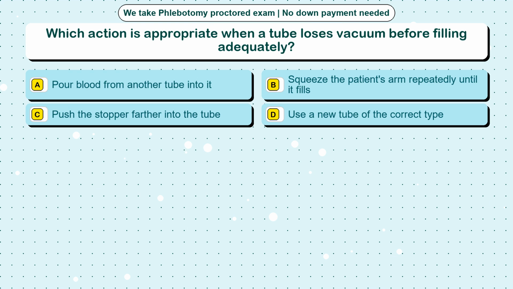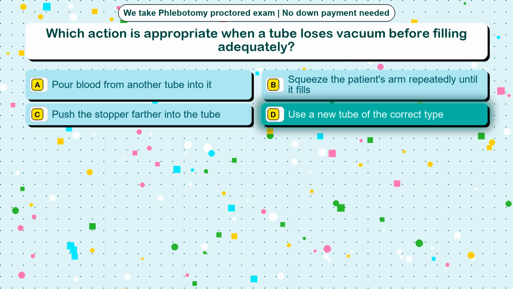Question 69. Which action is appropriate when a tube loses vacuum before filling adequately? Option A, pour blood from another tube into it. Option B, squeeze the patient's arm repeatedly until it fills. Option C, push the stopper farther into the tube. Option D, use a new tube of the correct type. The correct answer is option D, use a new tube of the correct type.